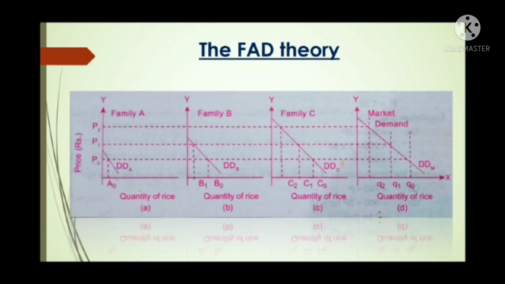So you see here in this figure, panels A, B and C graph the demand curves of families A, B and C respectively. At price P0, all three families can afford to buy rice. When the price of rice rises to P1, family A cannot afford to buy any rice at all, but families B and C can. At market price P2, families A and B cannot buy rice but family C can, hence families A and B face starvation.